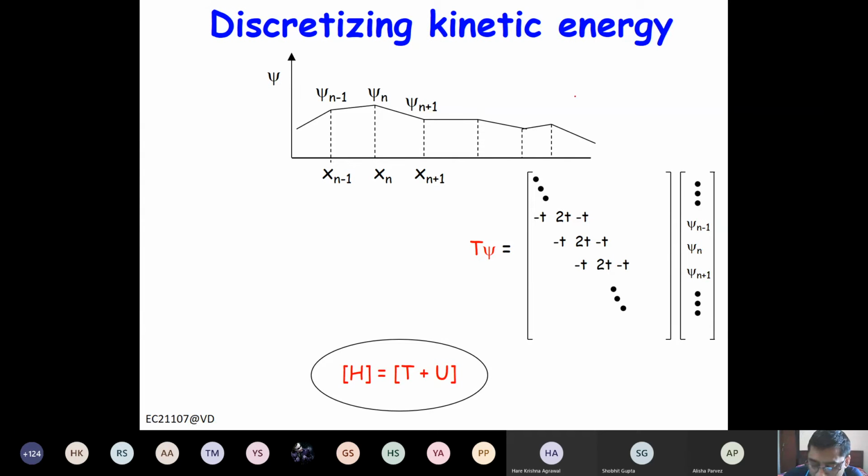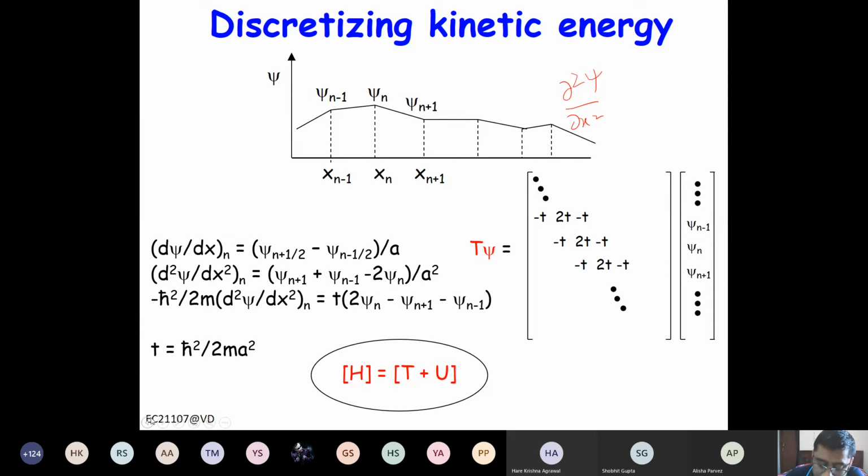The second one is the derivative. So this is del 2 psi by del x square. And del 2 psi by del x square, it's a double derivative, so let's say first the single derivative. The single derivative at n, you can write as psi n plus 1 minus psi n by x n plus 1 minus x n. There are different ways to write it. They have different names: forward difference, backward difference, or central difference.